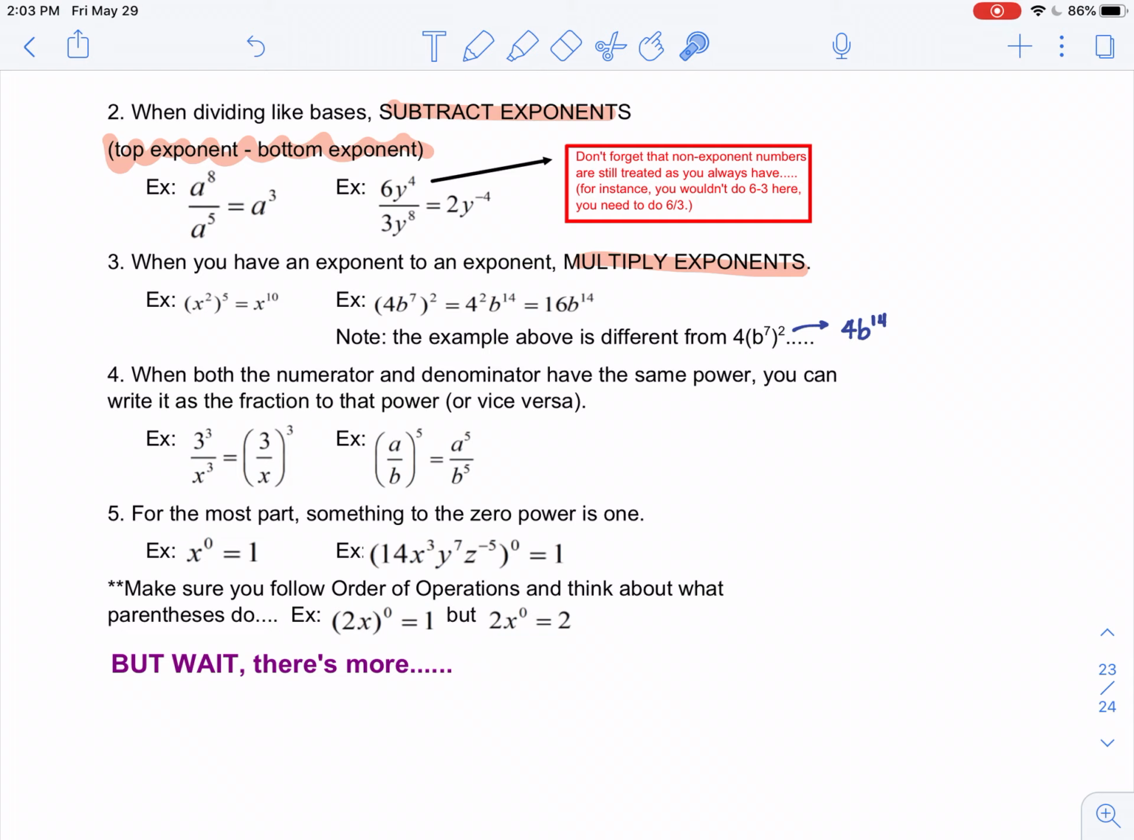For the most part, we'll get to some examples when you learn something called L'Hopital's rule, but for the most part, something to the 0 power is 1. So this is kind of our classic, right? x to the 0 equals 1. If I have all of this disgusting stuff, but it's all to the 0 power, well, that equals 1.